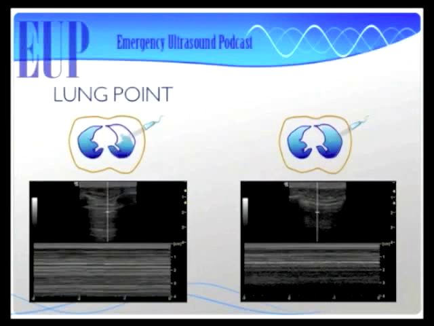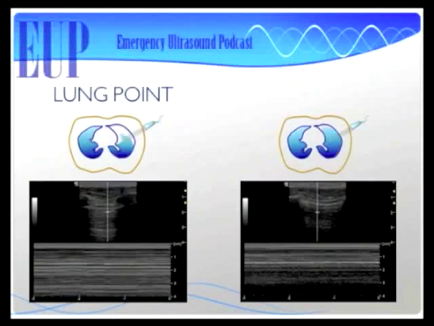Here's an example of using the lung point with M mode imaging. If you're over an area where there's pneumothorax, you're going to get stratosphere, but then you keep moving laterally, or the patient takes a big inhalation, and you start getting some lung sliding there.